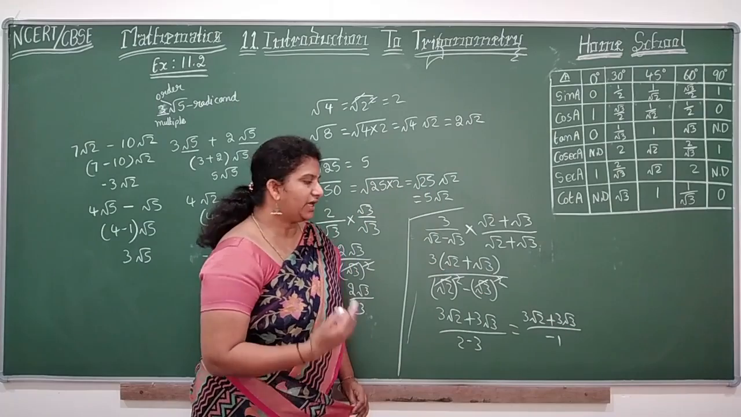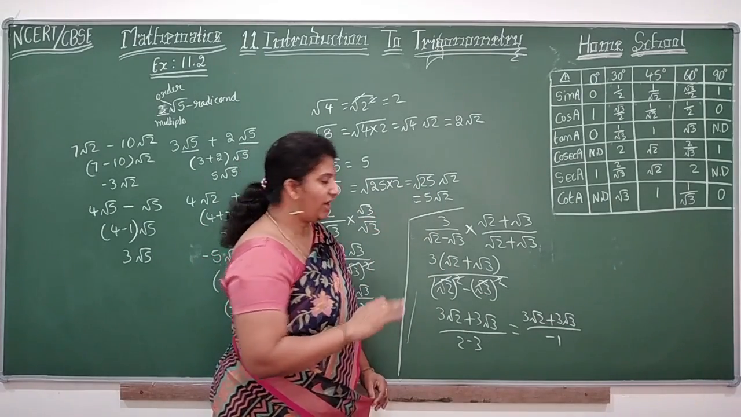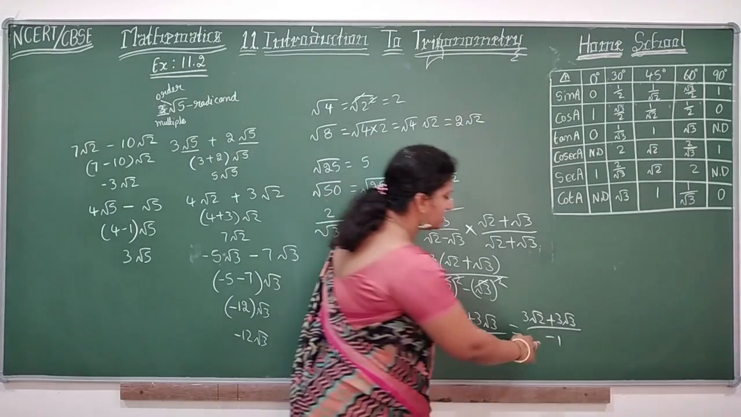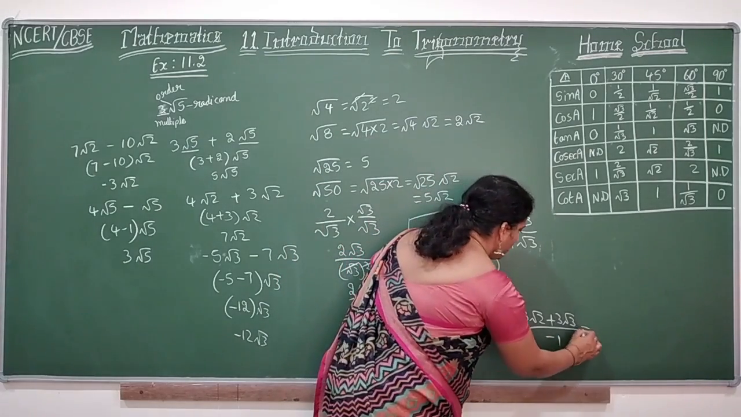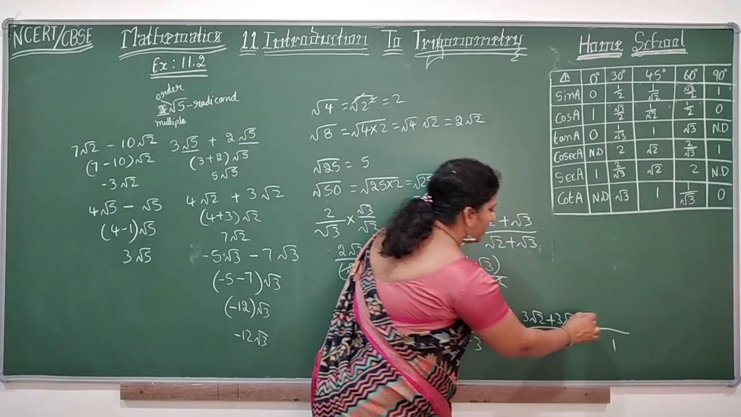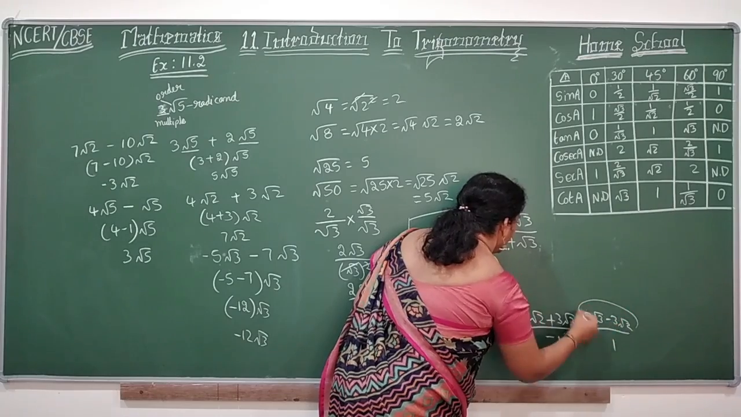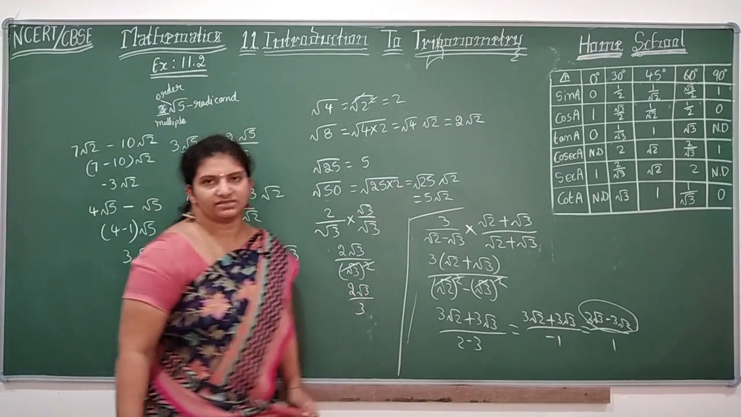So only the negative in the denominator should not be there. So numerator and denominator multiply by a negative sign. What happens here? Minus and minus will be plus 1. And here plus 3 root 3 will become minus. So directly I am writing here. So you can end up only with this answer.